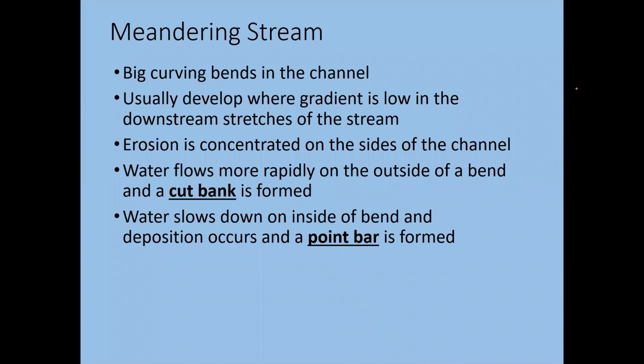Then there are meandering streams. Meandering streams have these big, as I said before, these big sinuous curves. Meandering streams develop in lower elevations where the gradient is low. Erosion is concentrated on certain sides of the channel. Water will flow more rapidly on the outside of a bend.